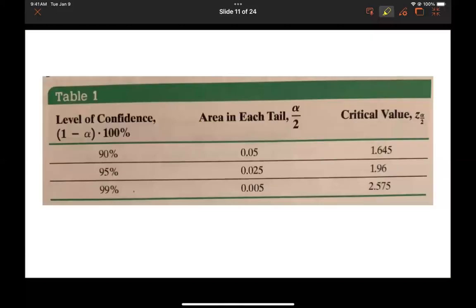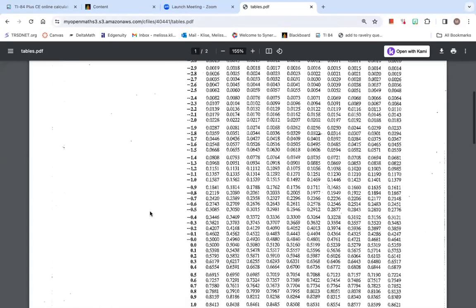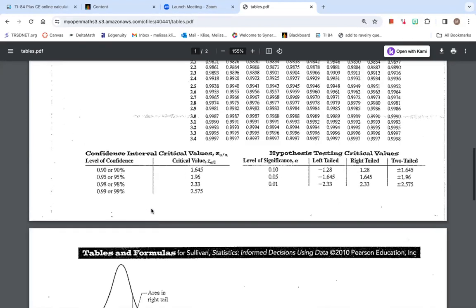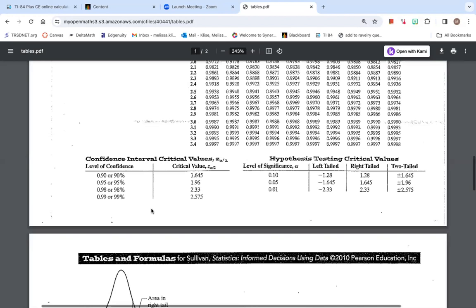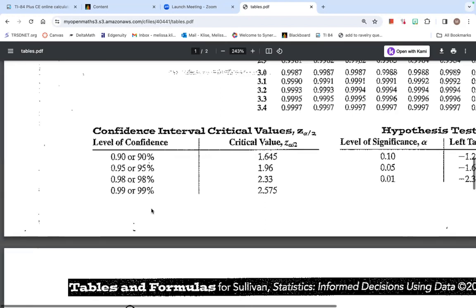So I'm going to go down to the Z table. So here's the Z table. At the bottom of our Z table, scroll all the way down here, we have our most common critical values right here. These are not the only critical values, but these are the most common ones. And they already take into consideration that we are using the center 95% or the center 90%. So if you are given any of these for your confidence level, these would be your critical values.